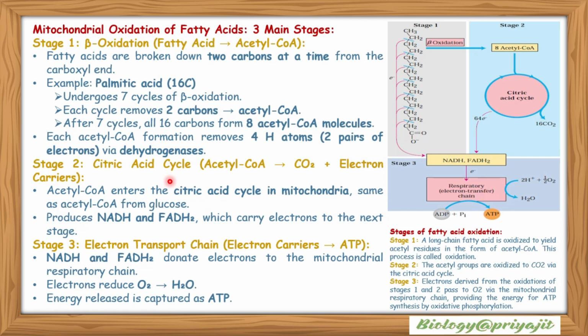Second stage is the citric acid cycle. From acetyl-CoA, carbon dioxide and electron carriers are formed. Acetyl-CoA enters the citric acid cycle in mitochondria, and same as acetyl-CoA from glucose, it produces NADH and FADH₂, which carry electrons to the next stage. Electron transport chain: NADH and FADH₂ donate electrons to the mitochondrial respiratory chain, and then electrons reduce oxygen to form H2O, and the energy released is captured as ATP.